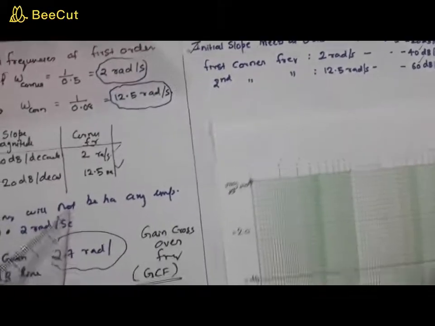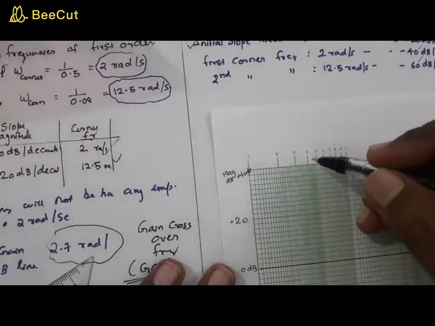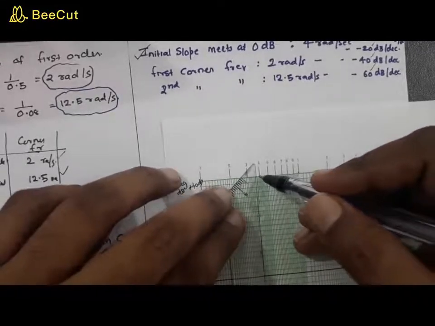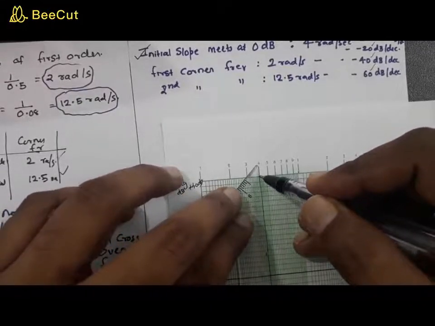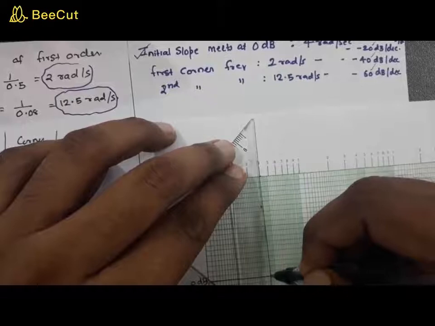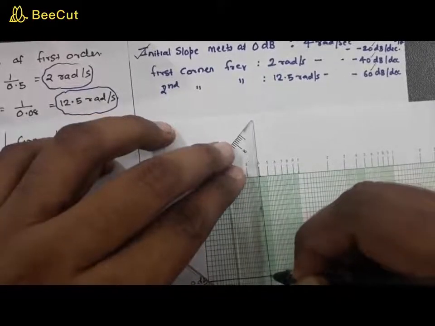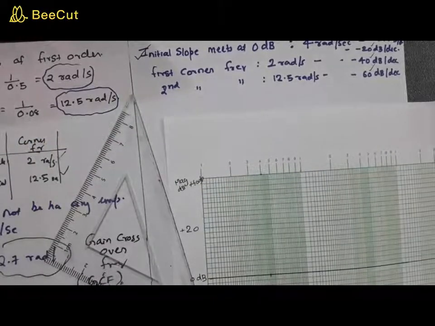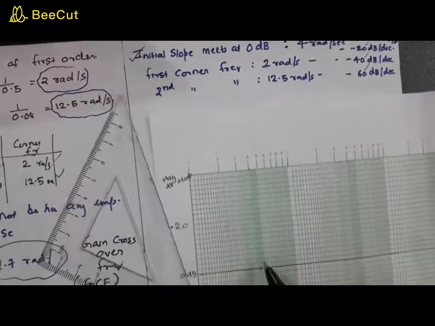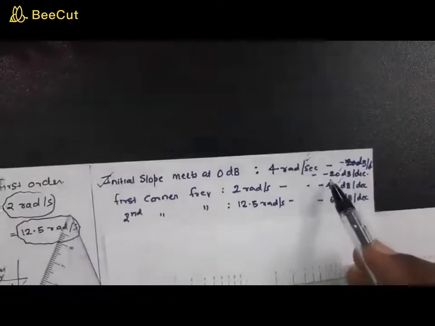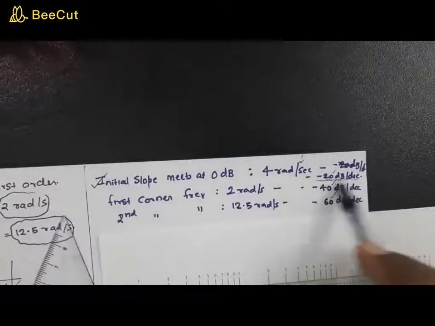Now let's see how to find this 4 radians per second. This 4 radians per second is the point corresponding to this, so this is your 4 radians per second. You may mark that 4 radians per second over here. Now through this point you must draw a line with a slope of minus 20 dB per decade, which passes through this point. That's what it shows, right?